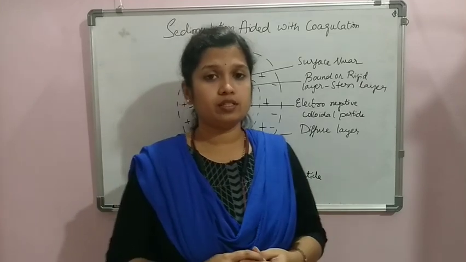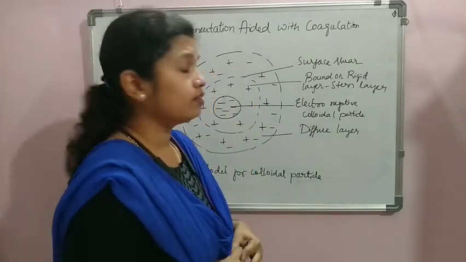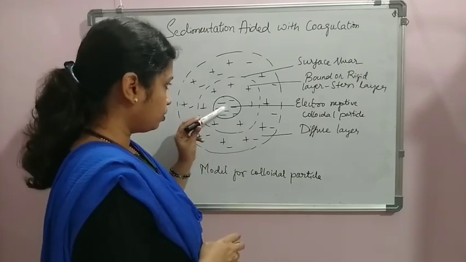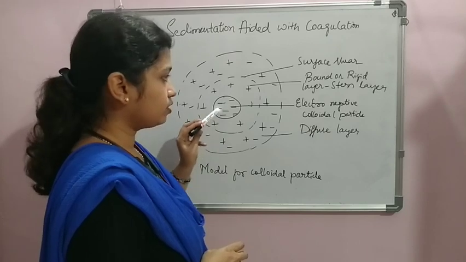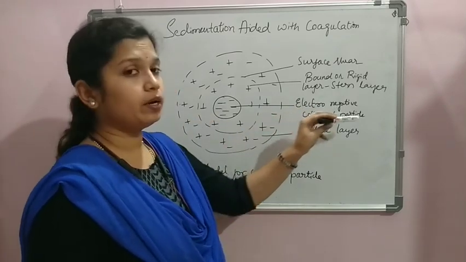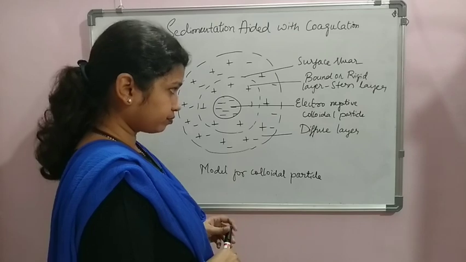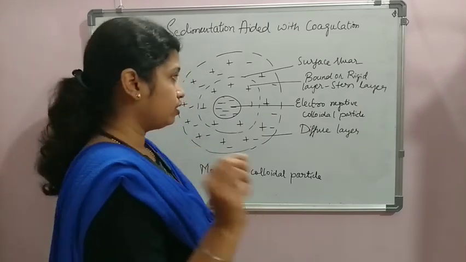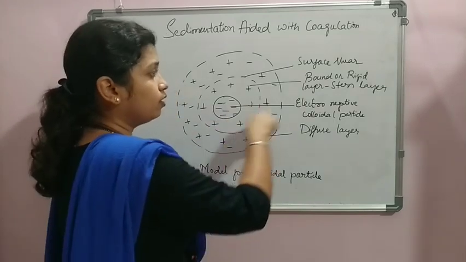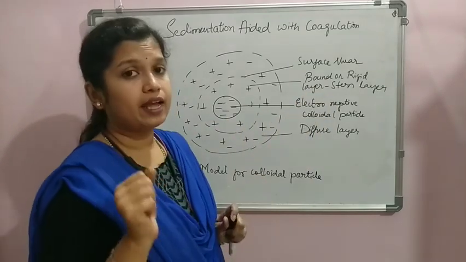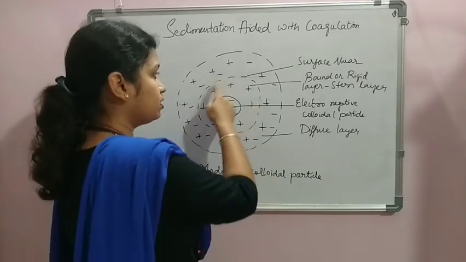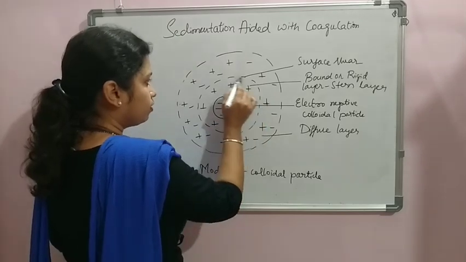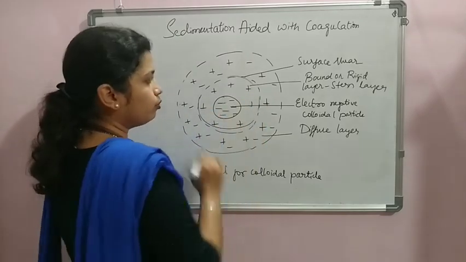What happens in the process? Let us understand the theory of coagulation. Here we can see a diagram. Here is an electronegative colloidal particle. As we already said, colloidal particles will be negatively charged. Once these particles are present in the water, they are surrounded by a rigid or bound layer of water. That layer we call the Stern layer. In this layer there is a negative charge, and in the complete layer there is a positive charge.